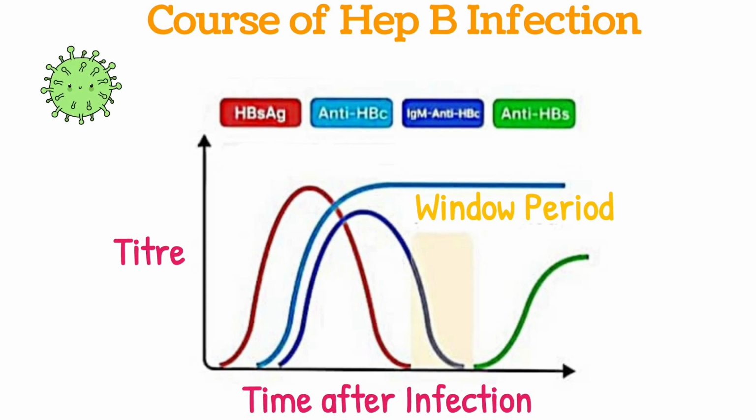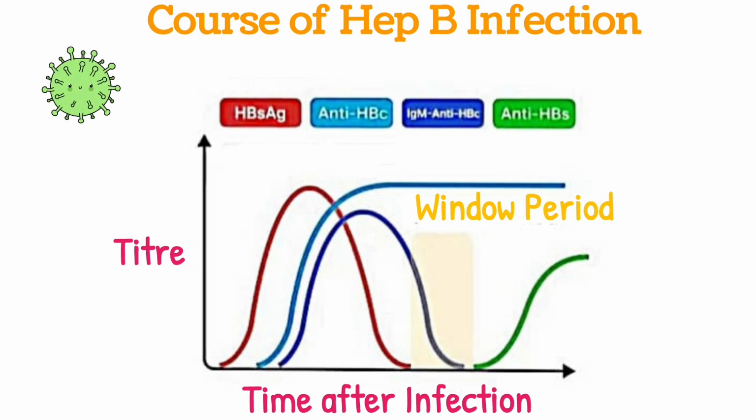Finally, the yellow box area on the graph represents the window period. This is the period between the disappearance of hepatitis B surface antigen and the appearance of hepatitis B surface antibody. During this period, no serological markers are detectable, making it difficult to diagnose hepatitis B infection. The length of the window period varies depending on the individual and the specific assay used for testing, but typically ranges from several weeks to several months.